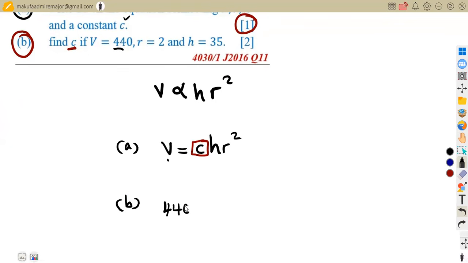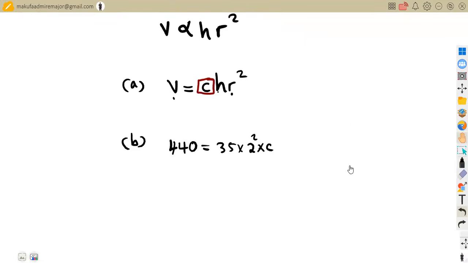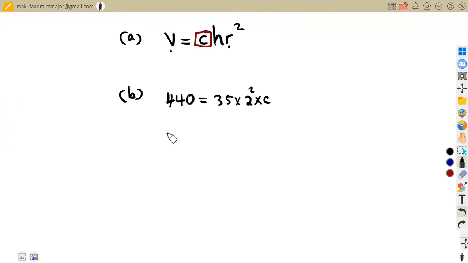So 440 is equal to C. We are going to find C given H. H is 35. So this is 35 times R, which is R squared. That's 2 squared. So it's going to be 2 squared times C. So we have formulated an equation that we are supposed to use to find C. So 440 is equal to 2 squared. That's 2 times 2, which is a 4. Then we multiply by 35. So 4 times 35 is going to give us 140. So 140 times C, which is 140C.